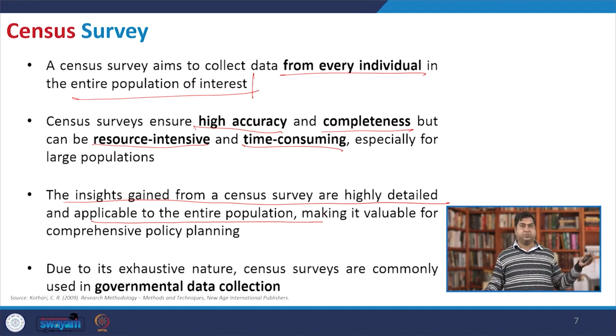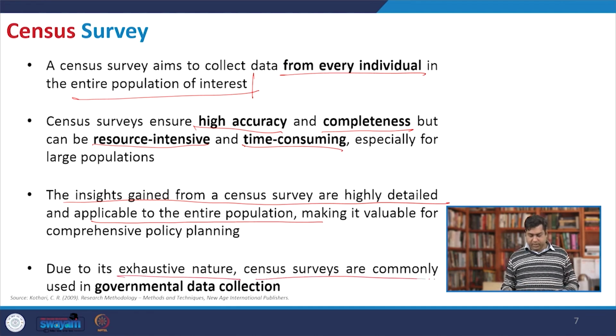So, that is why for the government the interest is to understand that there is employment data, there is some kind of gender related data and other information, which as a whole is required, and this can be a strategy. Due to its exhaustive nature, census surveys are commonly used in governmental data collection.